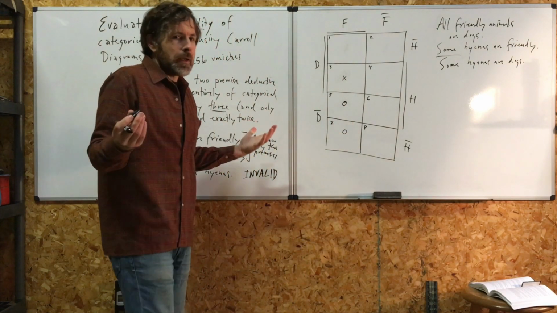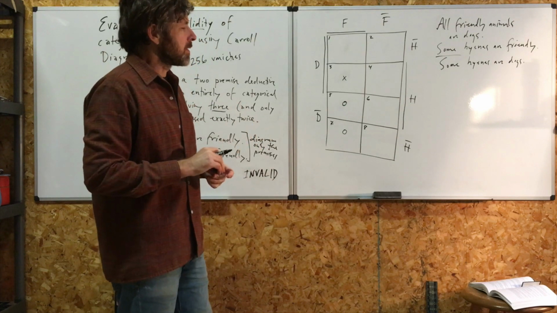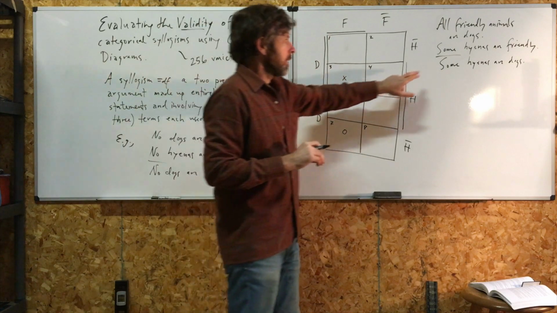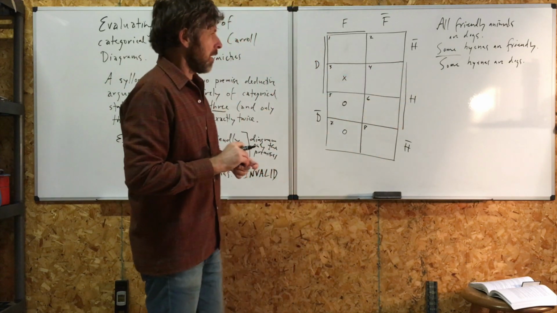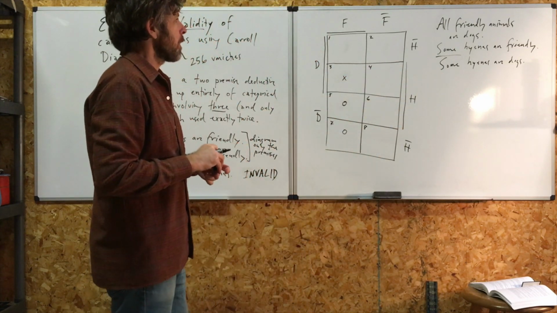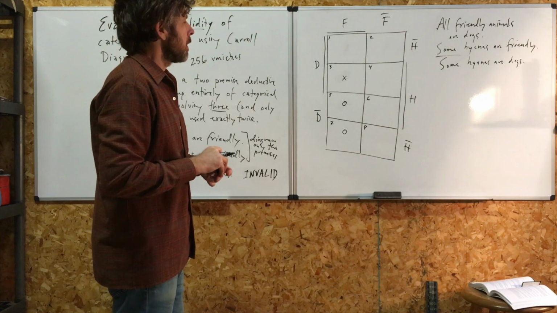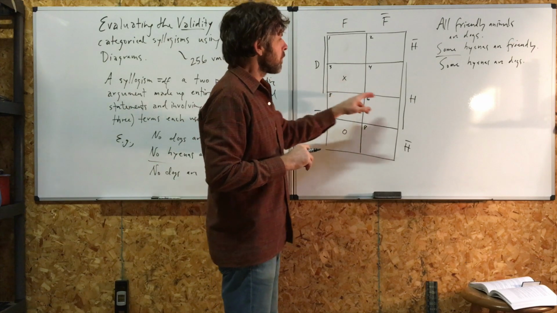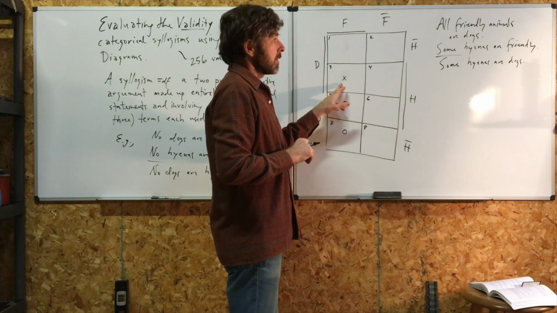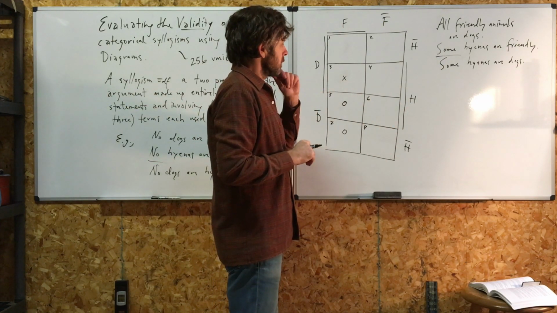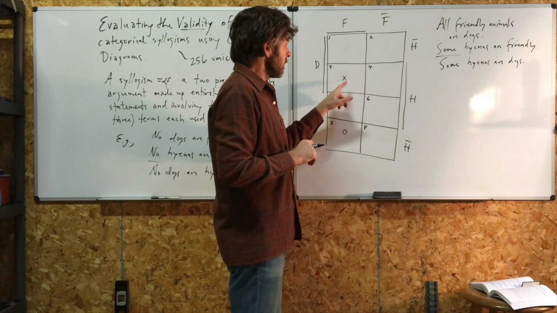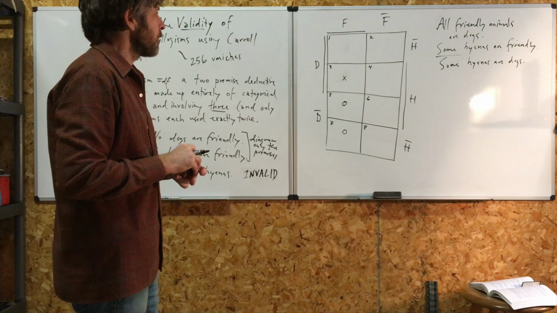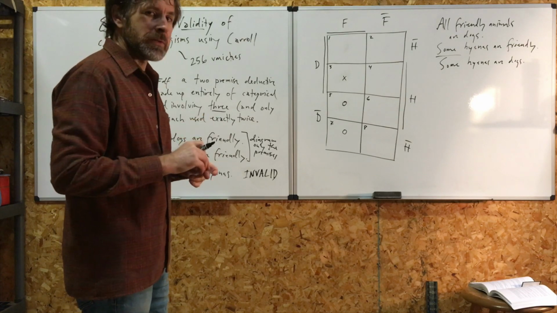The diagramming is done. Now the next question is, is the argument valid? Have we guaranteed that some hyenas are dogs? This X here says at least one hyena is a dog. Isn't that what it says? At least one hyena is a dog. Okay? So, the argument is valid.